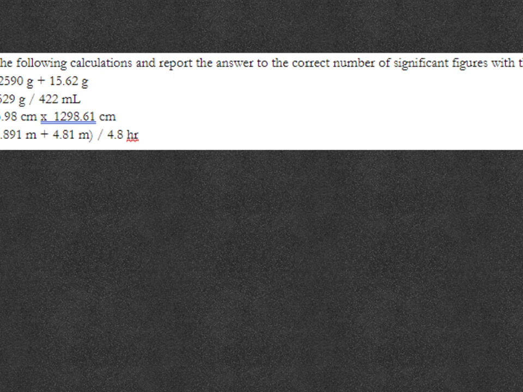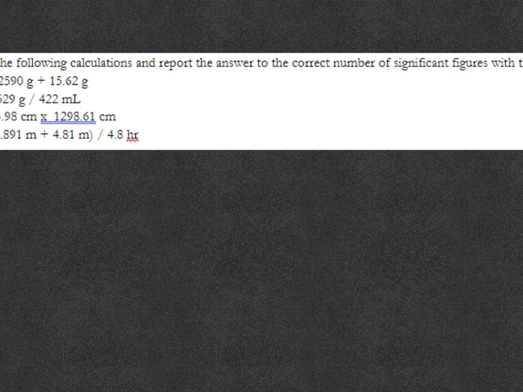So now we're going to look at the rules involving mathematical calculations and significant figures. Addition and subtraction is the same rule. You can remember plus is place. You're going to round to the least significant place. Multiplication and division is the other rule. Multiplication is many. You look at all the significant figures.